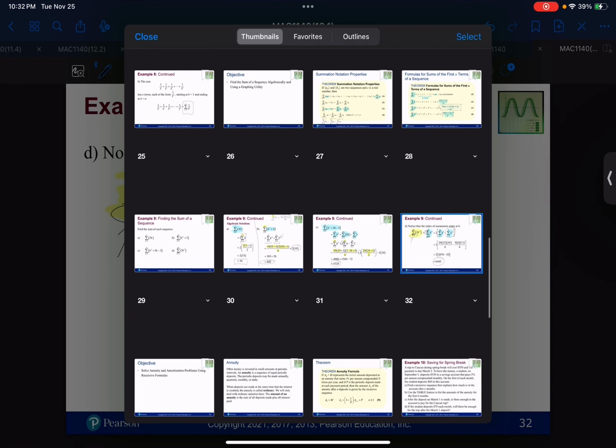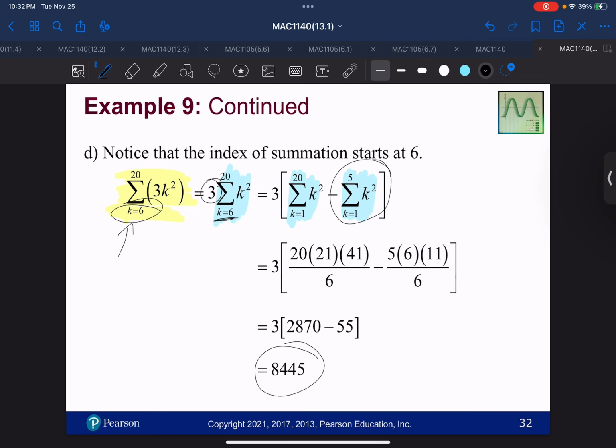Okay. And so I'm going to stop there for this section 13.1. And when we return, I will quickly go over 13.2 and 13.3, and then we will review for the final.